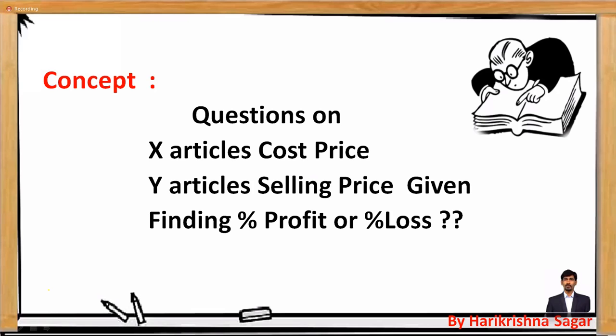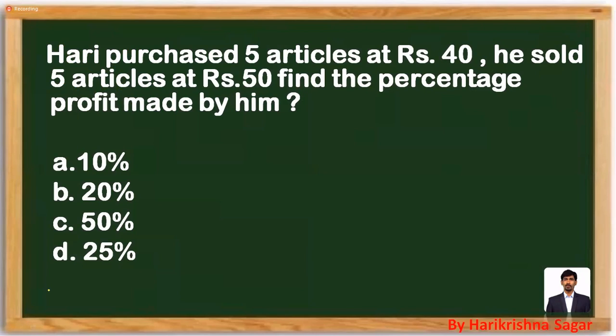Look at the next model question. X articles cost price, Y articles selling price, finding the percentage profit or loss. Similar kind of question which we have seen in the previous one. 5 articles purchased. Purchased means what? Cost price. Cost price of the 5 articles is 40. He sold 5 articles at 50. That means selling price of the 5 articles is going to be 50. Find the percentage profit made by him.